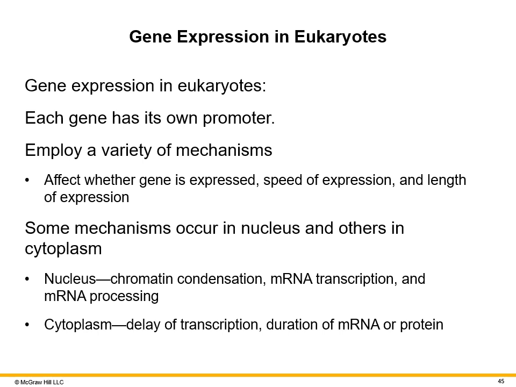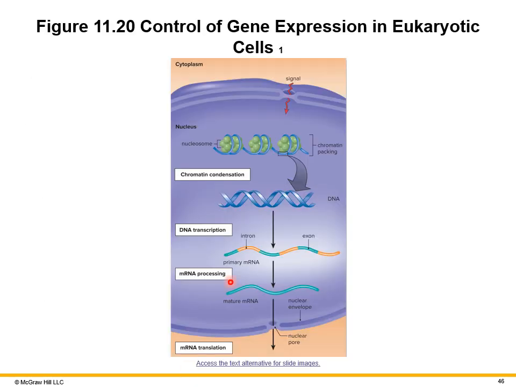Some mechanisms occur in the nucleus and others in the cytoplasm. In the nucleus, the mechanisms include chromatin condensation, mRNA transcription, and mRNA processing. And in the cytoplasm, delay of transcription and the duration of mRNA or protein. So here we see the different levels where gene expression can be controlled within the nucleus, either at the chromatin condensation level, at the DNA transcription level, or the mRNA processing level.